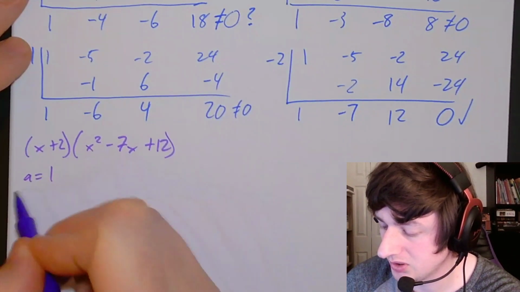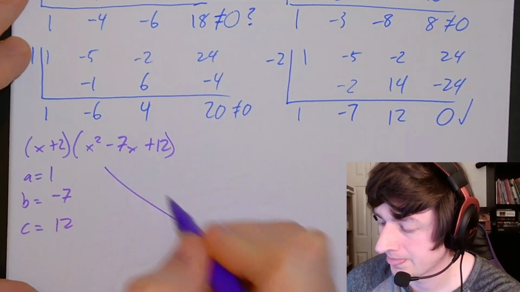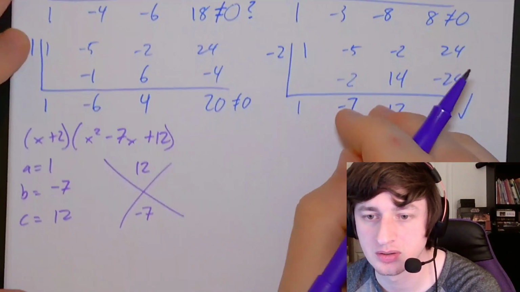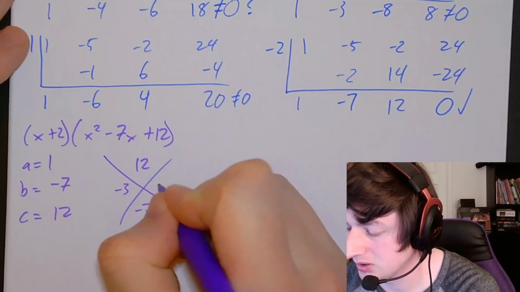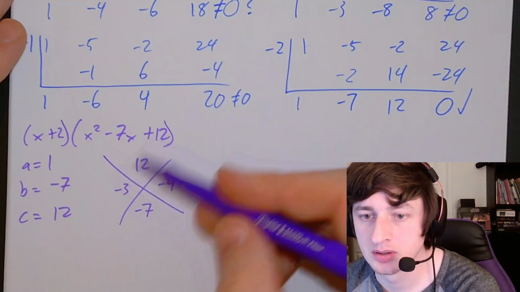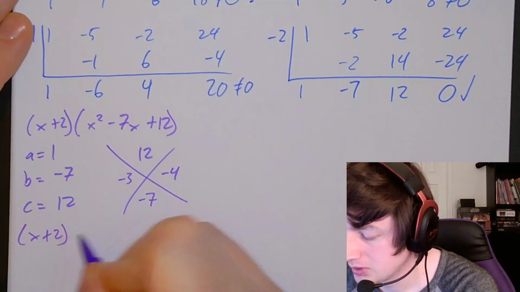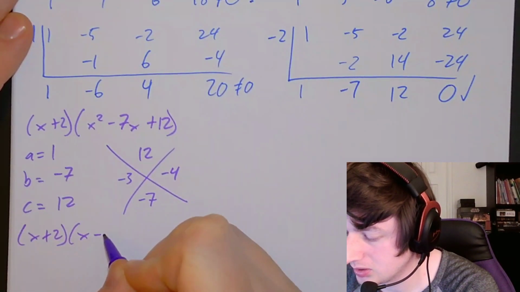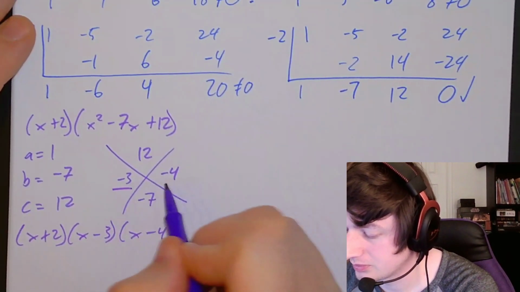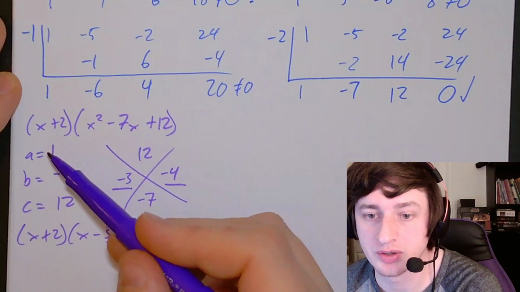So A is 1, B is negative 7, C is 12. We get numbers that multiply to make 12, add to make negative 7 are going to be negative 3 and negative 4. Both negative so that they add up to be negative 7 and multiply to make a positive. And so x plus 2 times x minus 3 times x minus 4. We use these numbers. You could use the box, but you don't need to because a is 1.